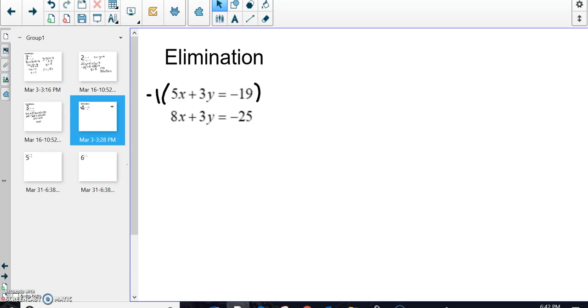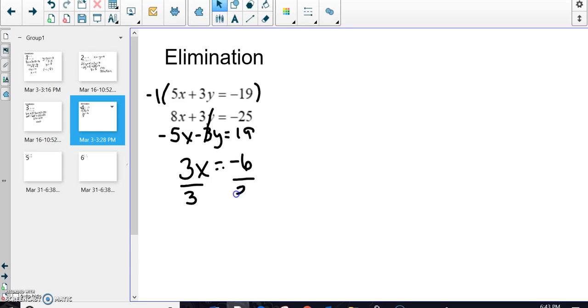So when I distribute that -1, I'm going to write it right below the second equation. So it gives me -5x minus 3y equals a positive 19. So now when I combine the two equations, the y's are eliminated. 3x is equal to -25 plus 19, which is going to give me a -6. Now I'm going to divide both sides by 3, and x is equal to -2.